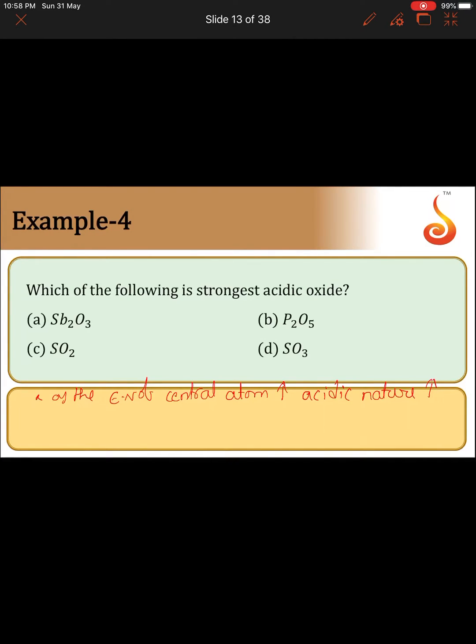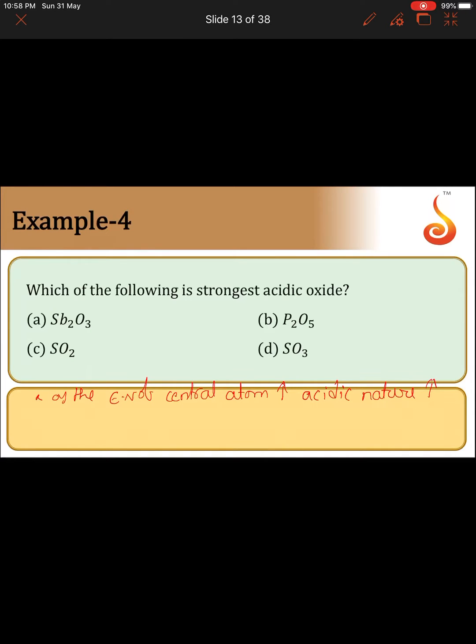Based on this point, if you see sulfur, phosphorus, antimony, Sb, when compared with phosphorus and antimony, sulfur is more electronegative. So the oxide of sulfur will have the more acidic nature. So C and D have more acidic nature than A and B.